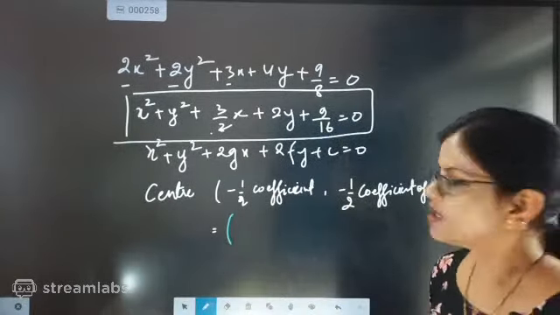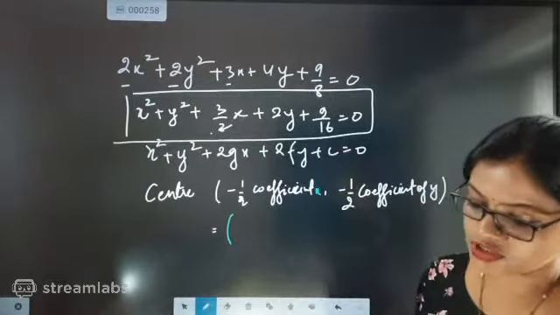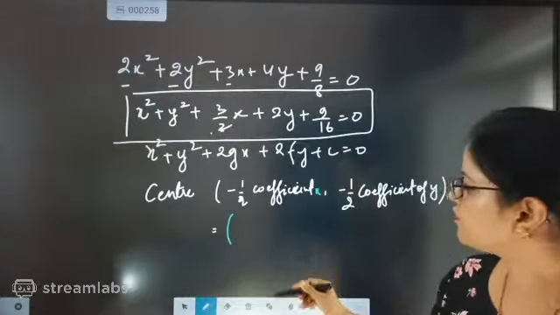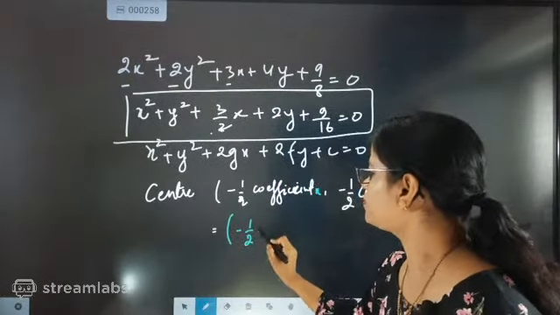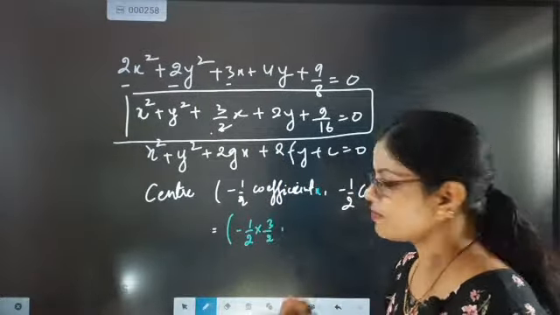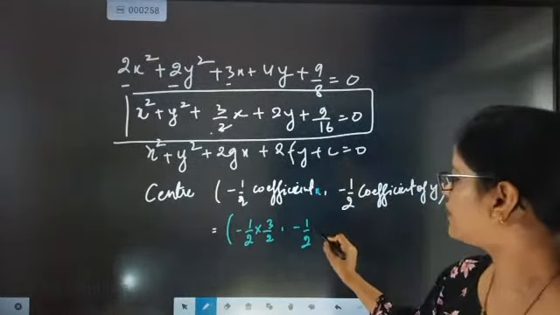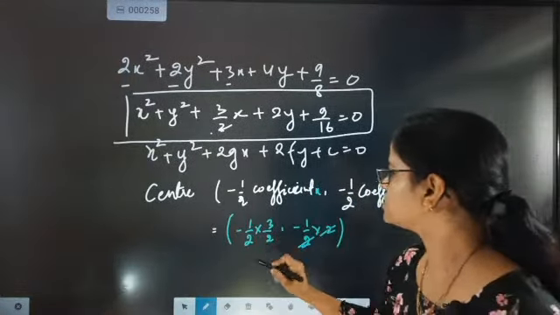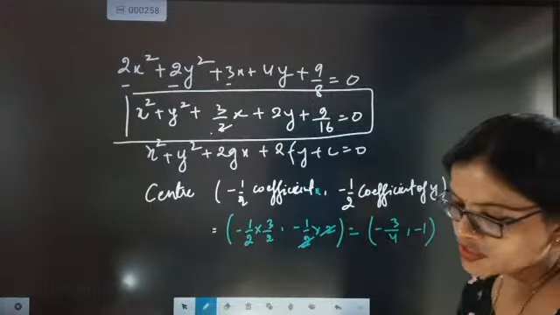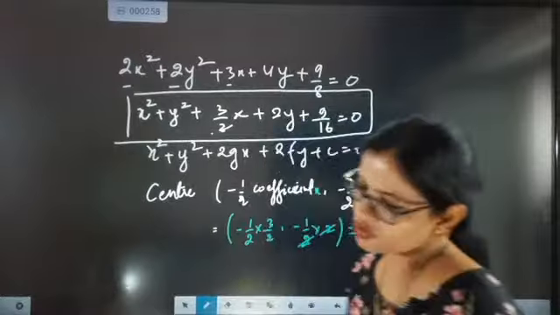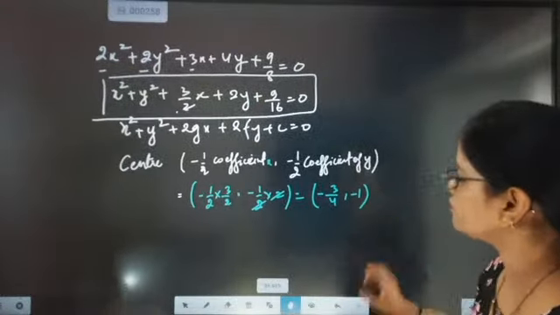What about others? Now look here, minus 1 by 2 coefficient of x and minus 1 by 2 coefficient of y. The coefficient of x is 3 by 2. So minus 1 by 2 into 3 by 2, comma, then minus 1 by 2 into the coefficient of y, which is 2. So this got cancelled. So the center is coming as minus 3 by 4, minus 1. Absolutely. Only Gautam has given the answer.